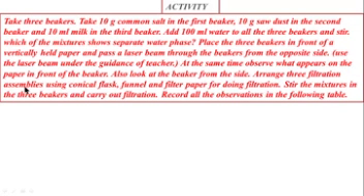Arrange the filtration set up using a conical flask, funnel and filter paper for doing filtration. Stir the mixture in the 3 beakers and carry out filtration. Record all the observations in the following table.